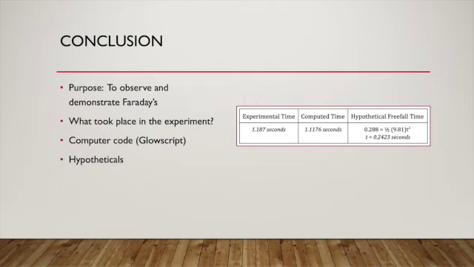When speaking about what happened in our experiment, we talked about how we dropped our magnet north side down and how this induced a magnetic field, which in turn induced a magnetic force, which would oppose the gravitational force and would make the magnet fall at a constant velocity.